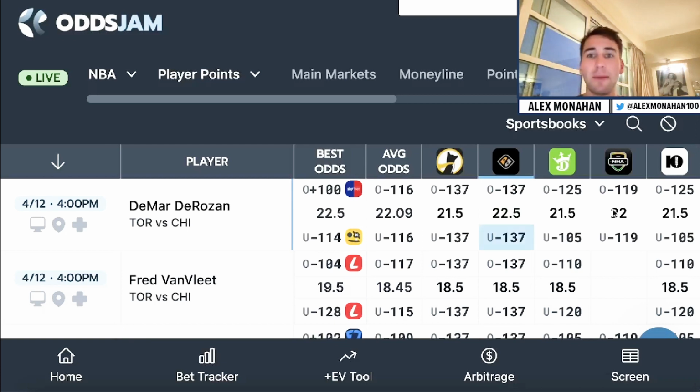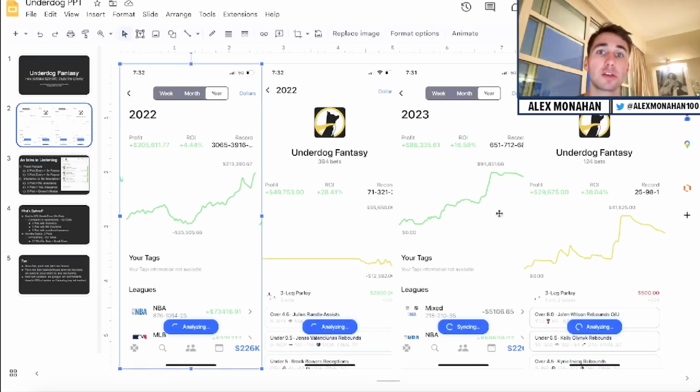So as a sharp bettor, it's critical to follow the market, follow the data, and make sure that you're always getting the best possible line, right? 21.5 versus 22.5 makes all the difference long term in terms of your profit on Underdog Fantasy.